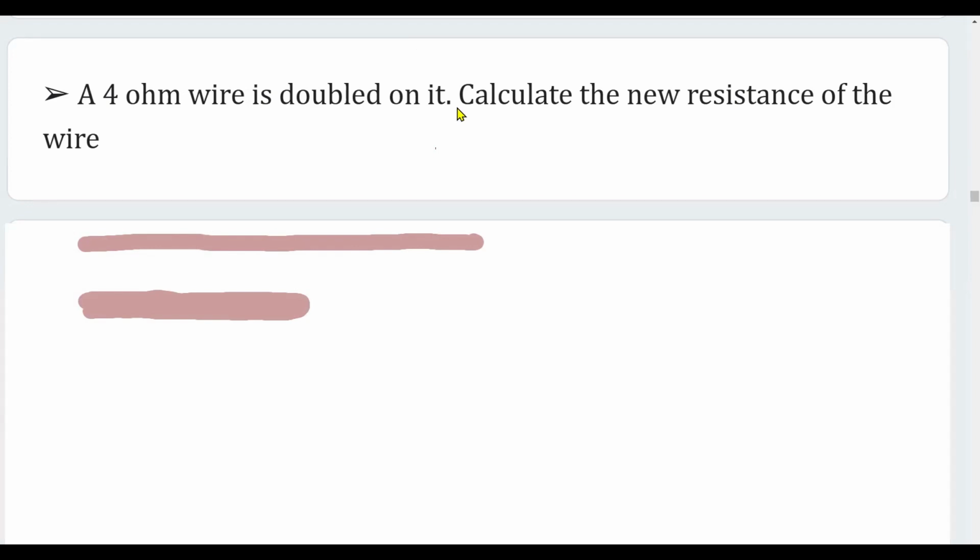So from here you can conclude that if the length of the original wire was L, the new length, as you can see, is half. And if A is the original area, the area of cross section is doubled here, right? Now we are going to apply the relation R equals rho L by A, where rho is the resistivity, L is the length, and A is the cross section area.